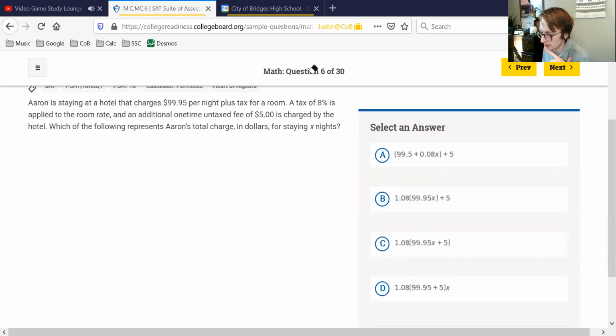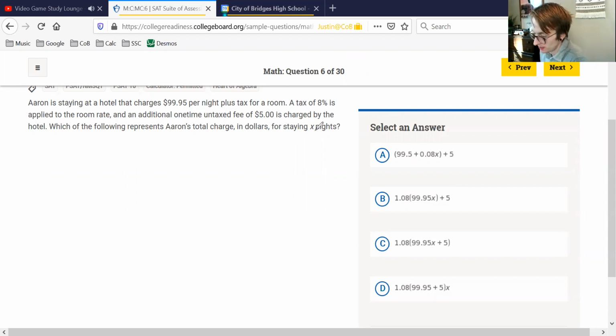If we give you all the right numbers, can you figure out the right thing to do with them? So let's talk about what it's asking. Aaron is staying at a hotel that charges $99.95 per night plus tax for a room. A tax of 8% is applied to the room rate, and an additional one-time untaxed fee of $5 is charged by the hotel. Which of the following represents Aaron's total charge?